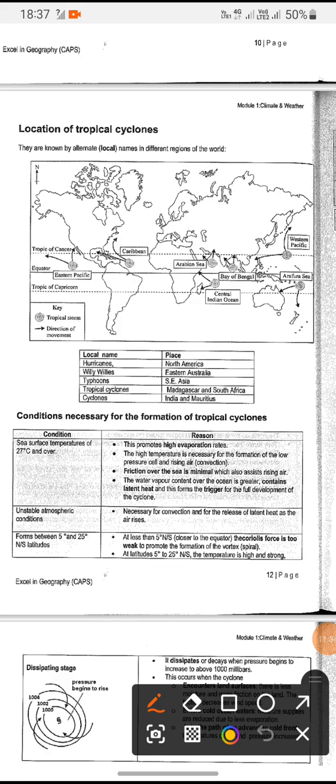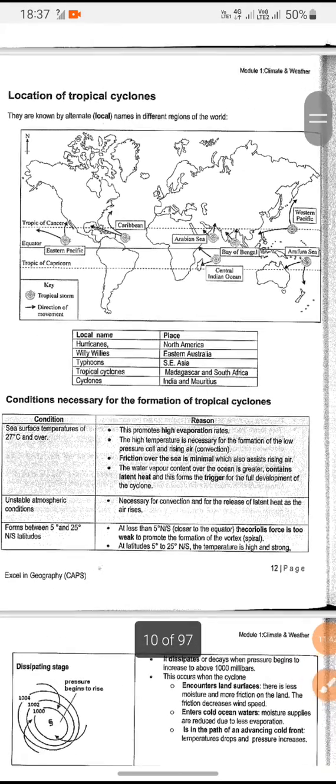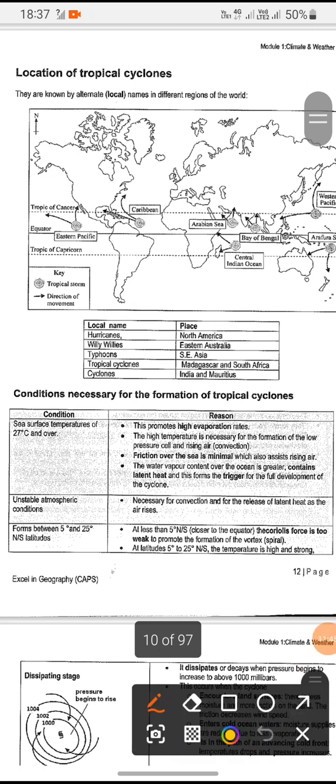This one I've already dealt with: it needs a sea surface temperature that is over 27 degrees Celsius. That means it needs hot water in order for it to start to form and rotate. So let's hear the reason why it requires more than 27 degrees Celsius. This promotes evaporation. Evaporation causes what? Latent heat.